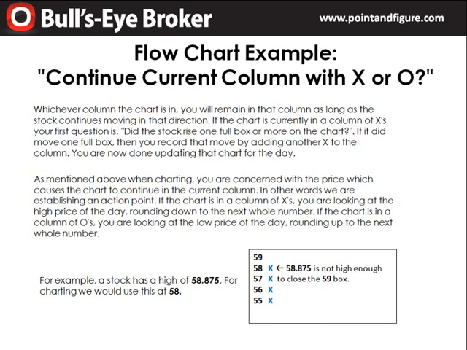As mentioned above, when charting, you're concerned with the price which causes the chart to continue in the current column. In other words, we are establishing an action point. If the chart is in a column of X's, you're looking at the high price of the day, rounding down to the next whole number. If the chart is in a column of O's, you're looking at the low price of the day, rounding up to the next whole number. For example, if a stock has a high of $58.875, for charting purposes, we would chart that at $58. It's not high enough to be close to 59.